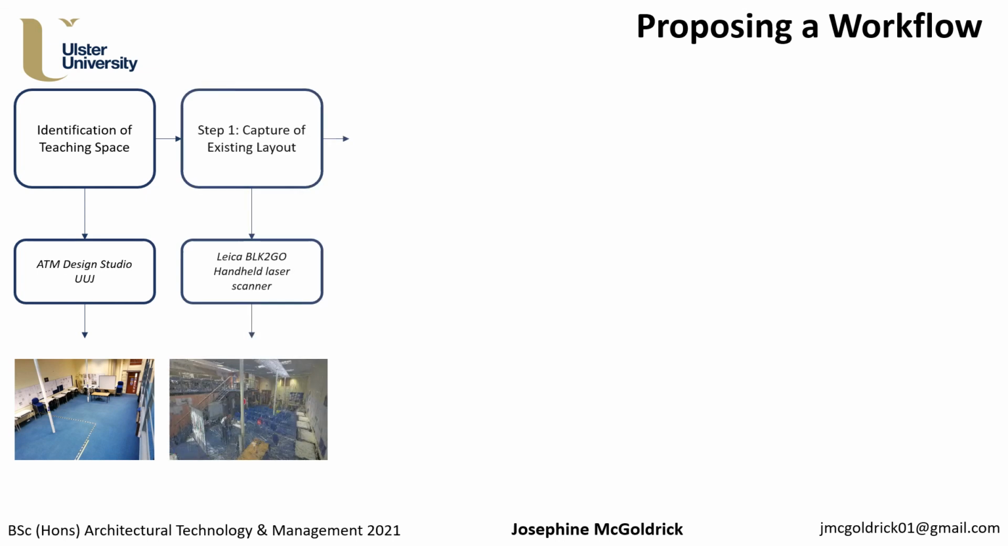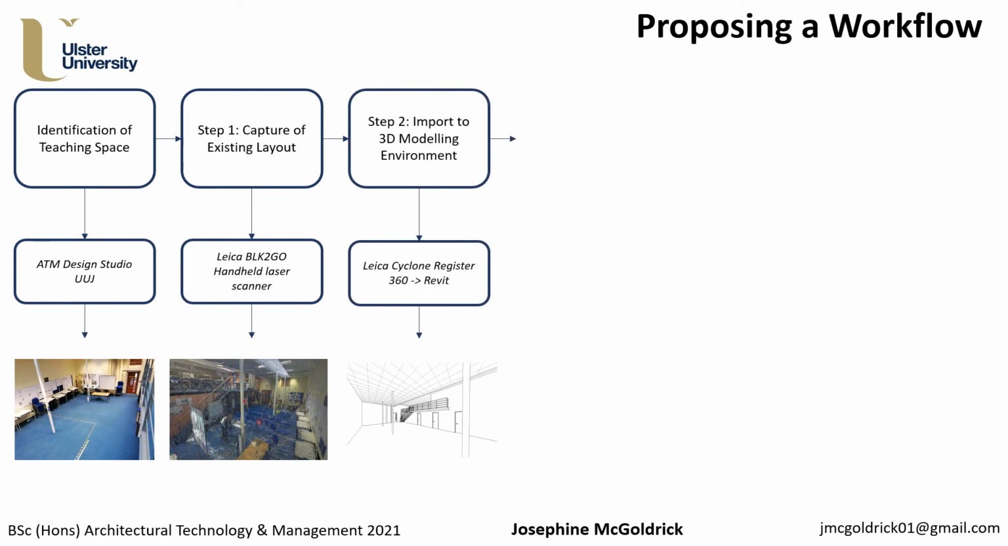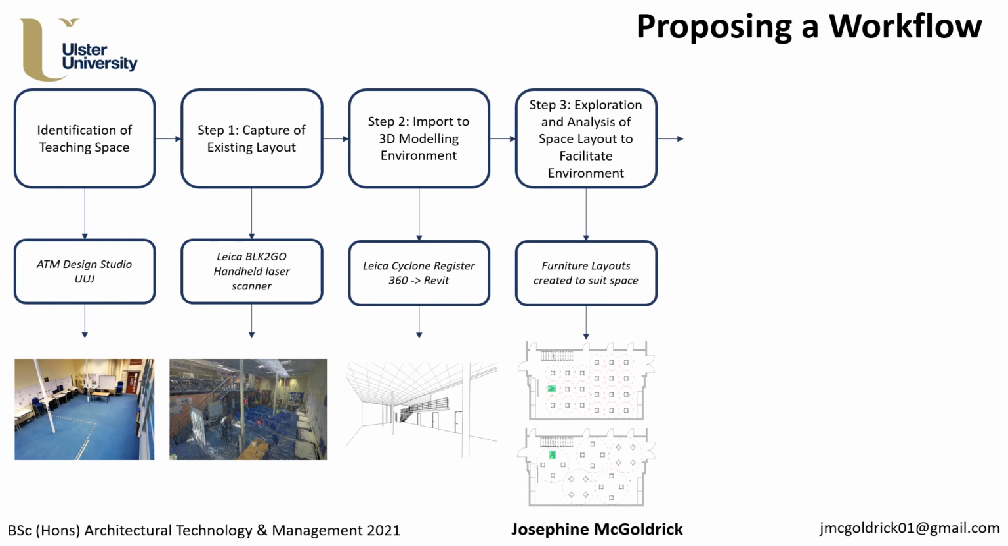Firstly, a laser scan of the studio is to be taken using the Leica BLK2GO handheld imaging laser scanner. This scan is then imported to the Leica Cyclone REGISTER 360, allowing the view and edit of the capture before creating a point cloud. The point cloud capture can then be exported and imported to Revit to generate an accurate model of the space. From here, furniture layouts can be generated in Revit.